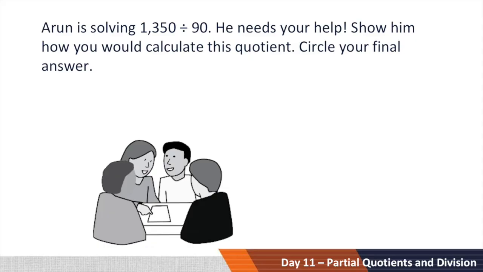Aaron is solving 1,350 divided by 90. He needs your help. Show him how you would calculate this quotient. Circle your final answer. All right, short, simple, to the point. Divide it. Tell me the quotient. Quotient means answer to a division problem. So just give me the answer, people, and write it in the comments.